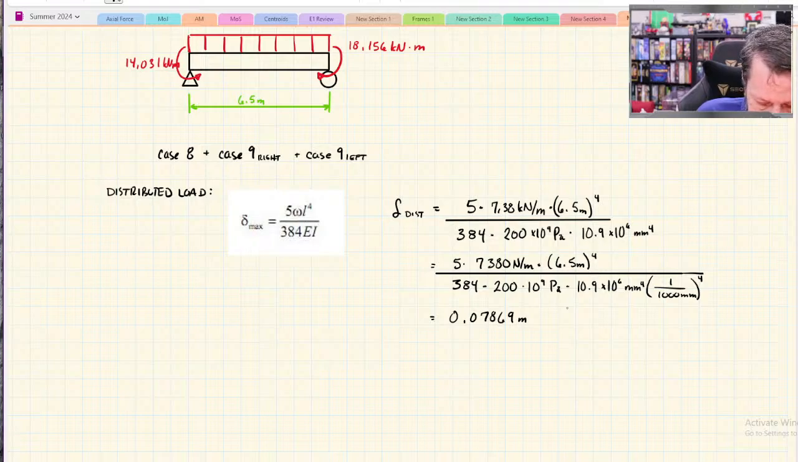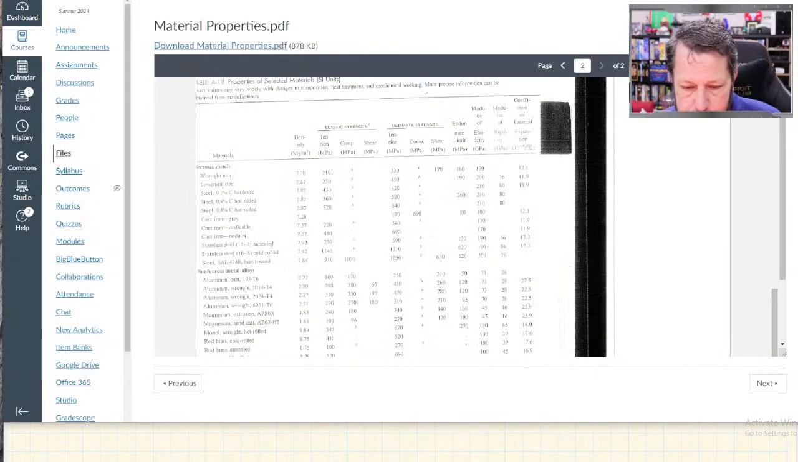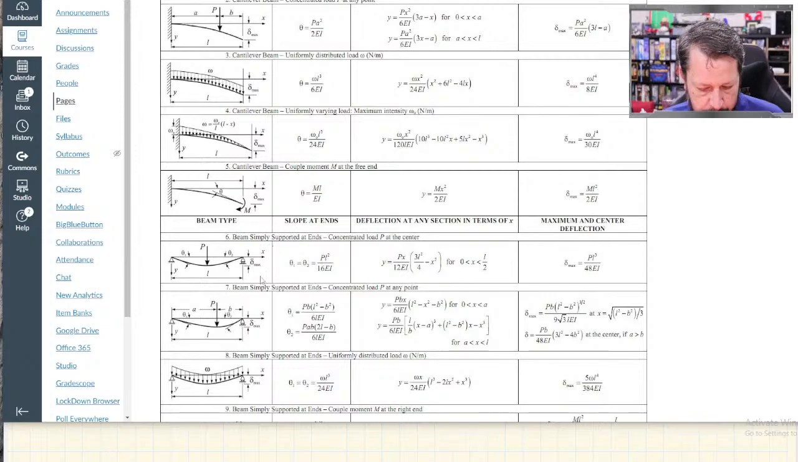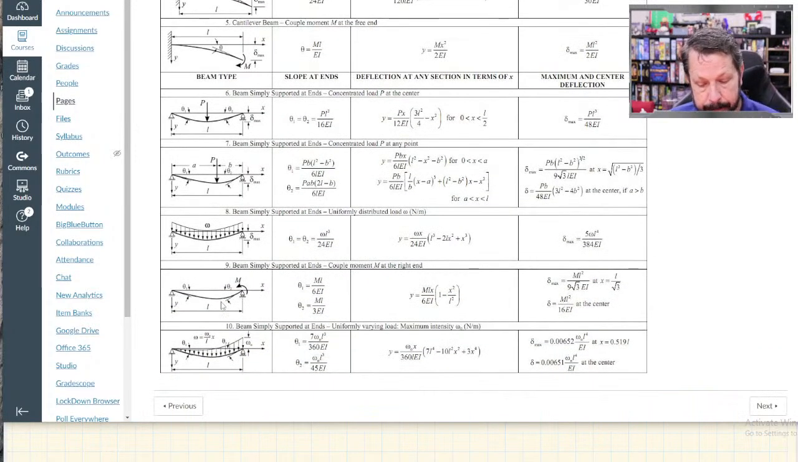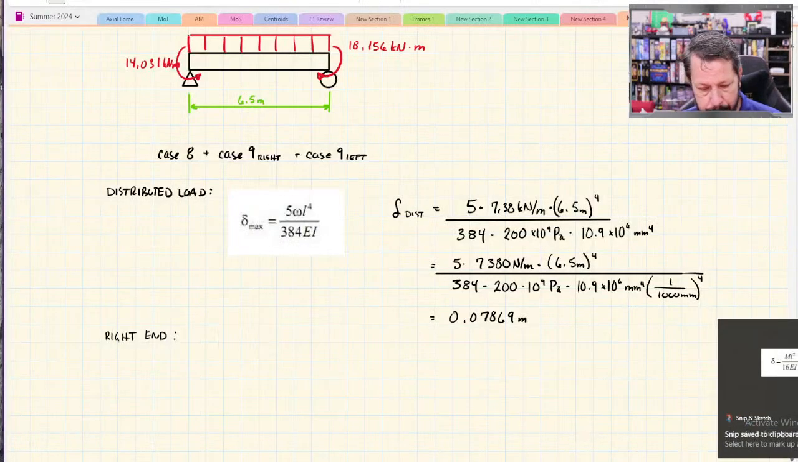So that one is going to be, let's get our equation from here. Nope, here. We need case 9. Now this one gives me an equation here. Same idea. I've got a slope, I've got an equation of an elastic curve, I've got the maximum deflection and its location, but I also have this little bit, which is the deflection at the center of the beam. So that's the part I want.